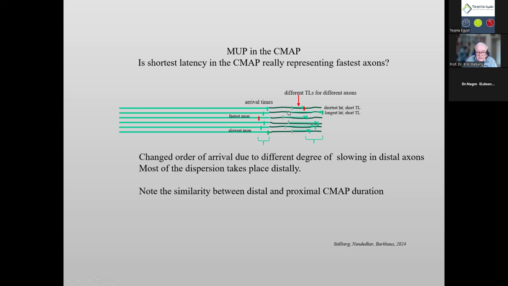This is the expected time. You know, if this one had been conducting here, this is the expected, but this is what we get. We get faster and slower and faster and slower, independent of the velocity. So, changed order of arrival due to different degree of slowing in distal axons. Most of the dispersion takes place distally.